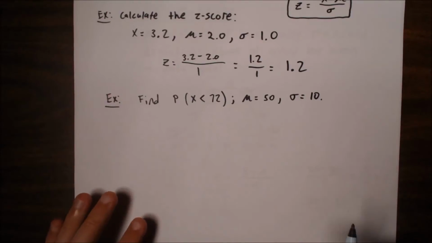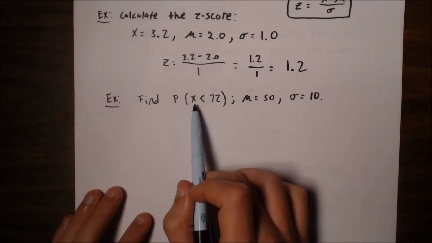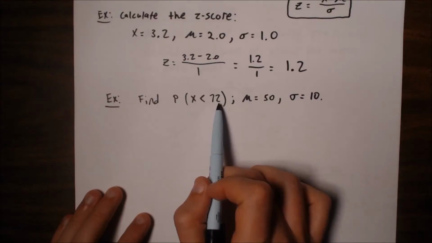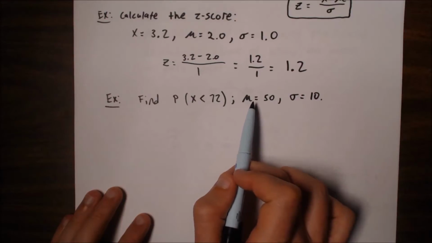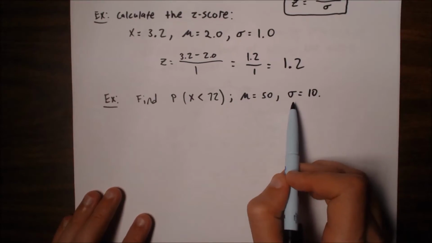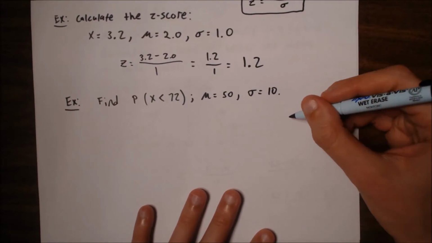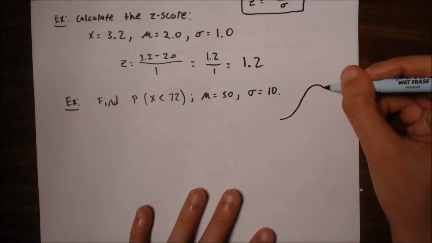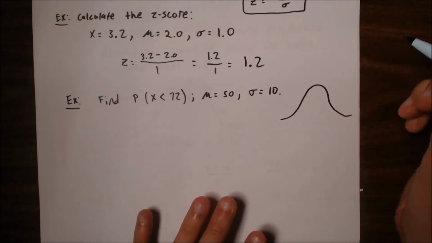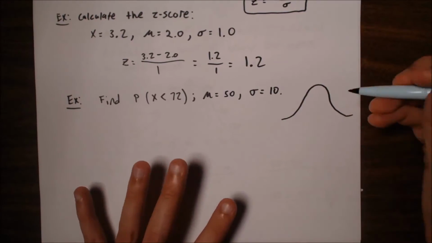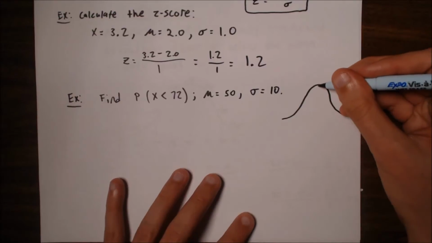Okay, so here I have an example. It says, find the probability that x is less than 72 if the mean is 50 and the standard deviation is 10. So you don't really need to do this normally, but I want to do a sketch just to make sure we understand what we're talking about here. Since I was pointing at that chart and talking for a while, I want to make sure we're very clear about what's going on here.